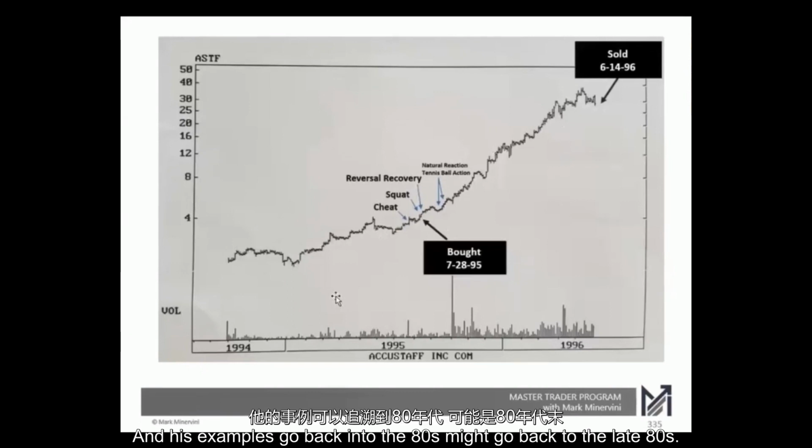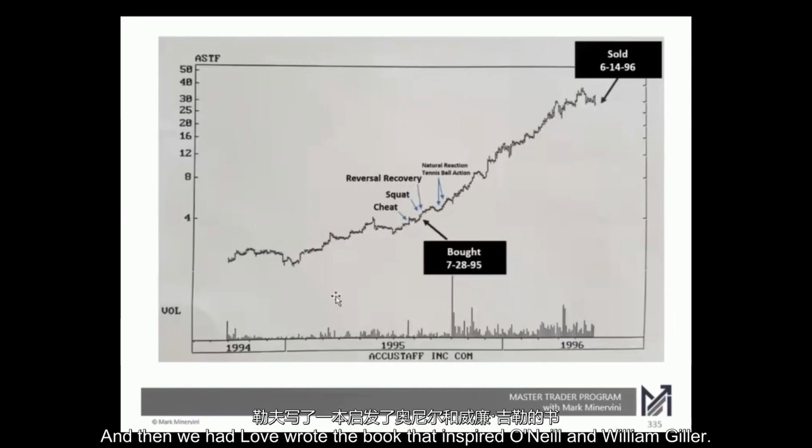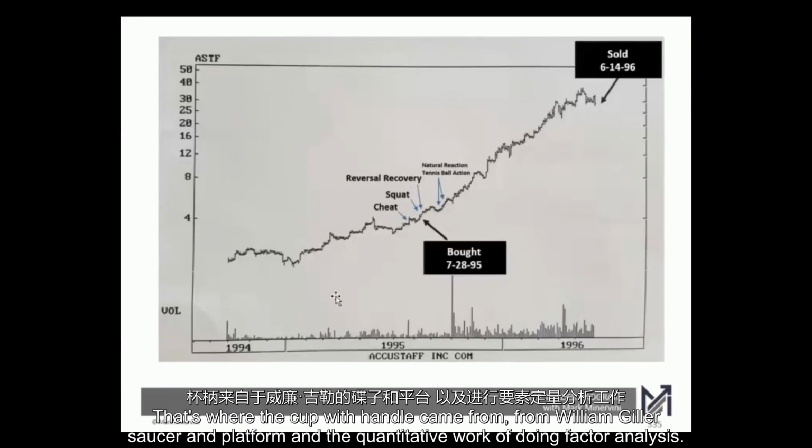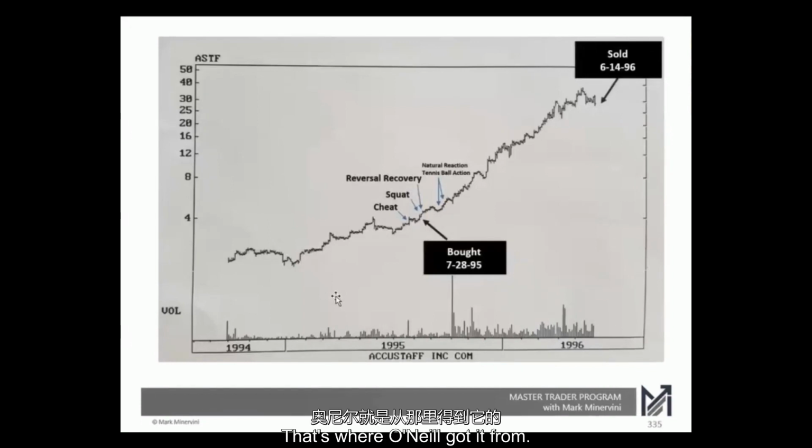Mine go back to the late 80s, and yours probably go back into the early 80s. And then, of course, O'Neill was doing similar trading going back all the way to the 60s. And then we had Love, who wrote the book that inspired O'Neill, and William Gilder. That's where the cup with handle came from, William Gilder's Saucer and Platform, and the quantitative work of doing factor analysis, factor modeling, that came from Love, Super Performance Stocks. That's where O'Neill got it from.